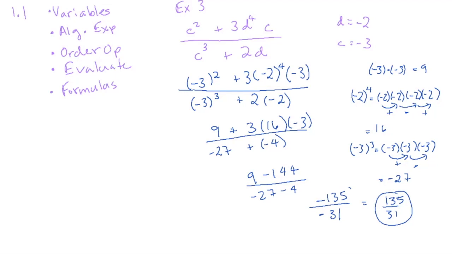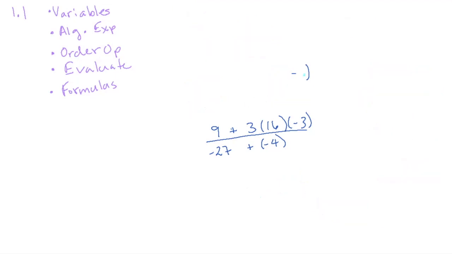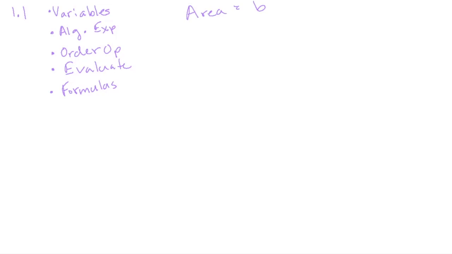The last thing we're going to talk about in this lesson is formulas. And formulas are just an algebraic expression that is used to denote a relationship between things. For example, a very famous formula that you had back in geometry is area equals base times height. All right, area equals base times height. And this, of course, was talking about, if you'll remember, this is when you have a rectangle.